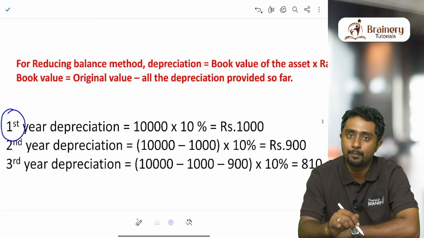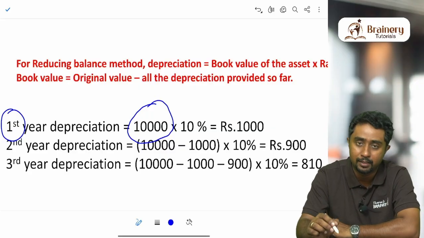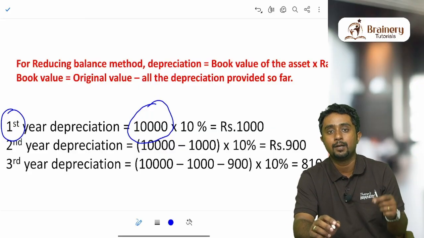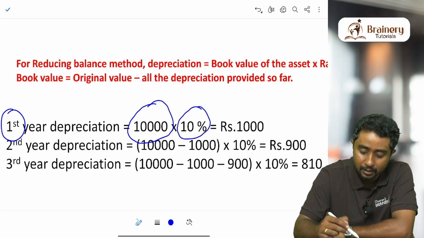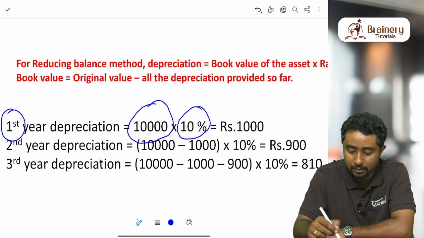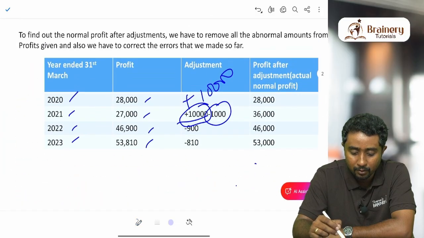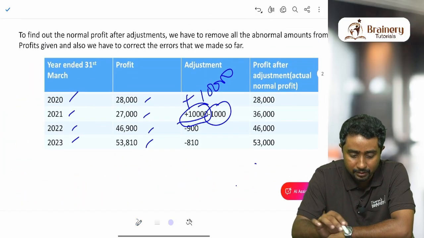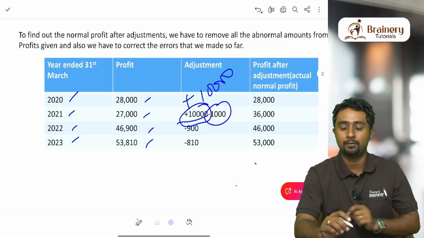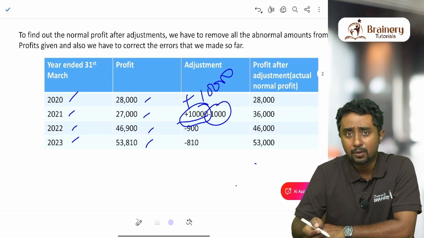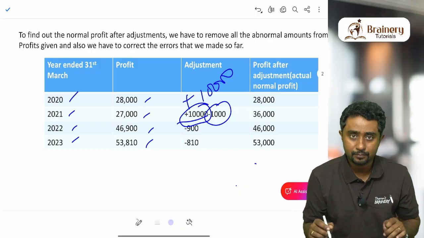First year, how to calculate depreciation? I told you, for this 10,000 only we have to calculate depreciation, because the remaining depreciation they have calculated correctly only. So depreciation on the extra 10,000 only we have to calculate. So 10,000 into how much? You know that the rate of depreciation is 10%. So how much will you get? 1,000. What will we do with this 1,000? We will go back to the adjustment table, where we are finding the correct profit. There we have to deduct it in which year? 2021, because the mistake happened in 2021 only.